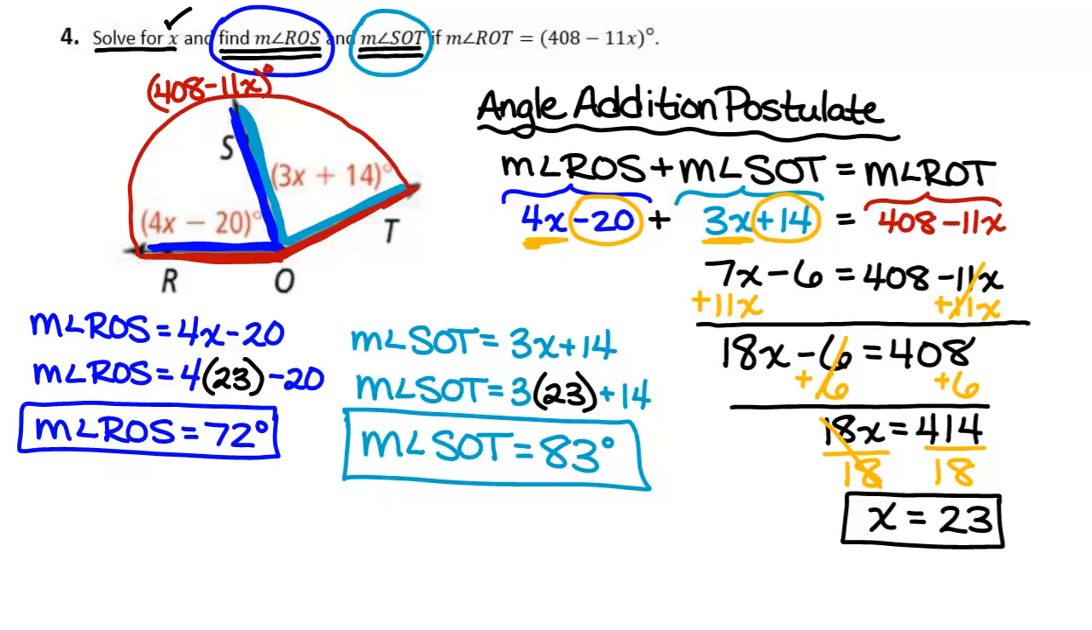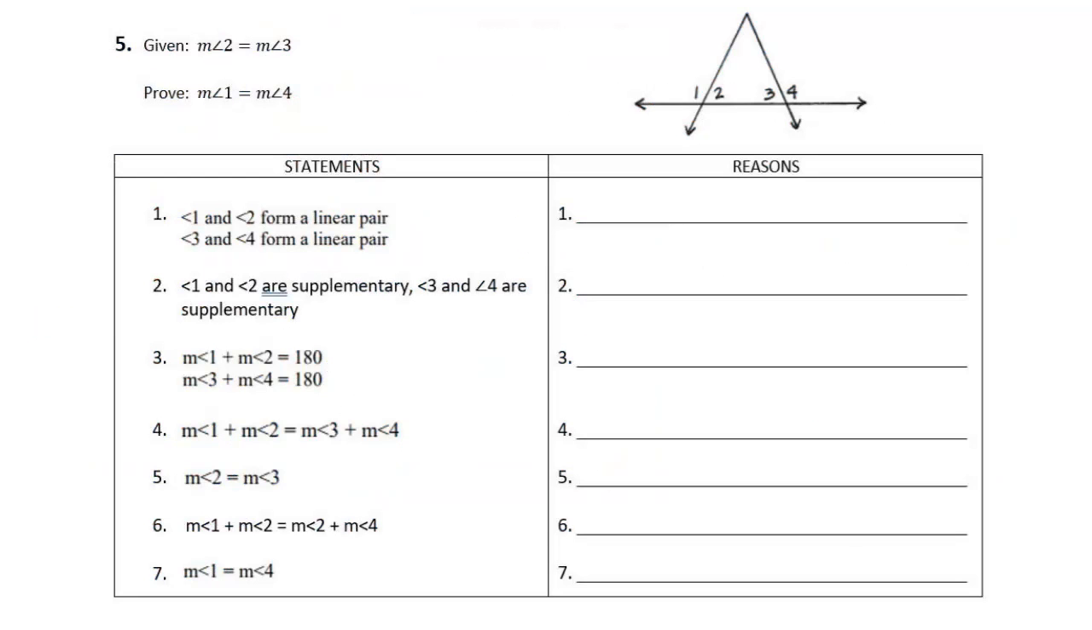We're going to go to the very last page now, page 18. We've got one more proof and one more solving problem. And there's something kind of nice about this last proof. What do you notice is already filled in for us? Every single statement is already filled in for us here. So we just need to come up with the reasons.